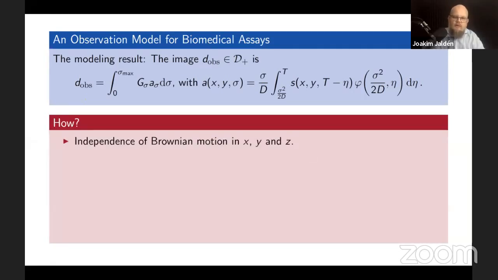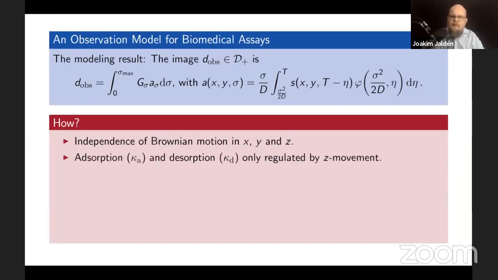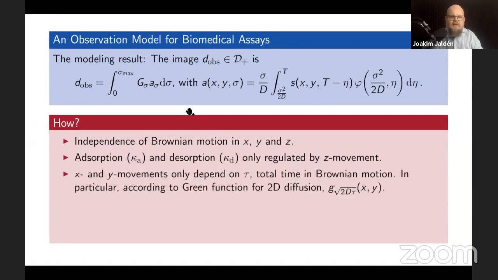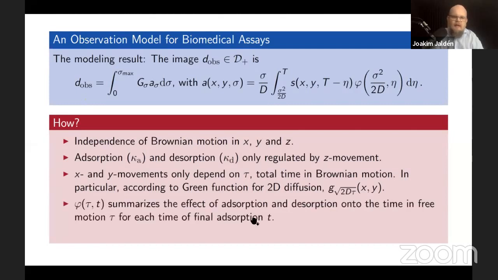It builds on Brownian motion in X, Y, and Z. The absorption and desorption regulate the Z movement and these probabilities, but not the Gaussians themselves. The X and Y motion depends, as I said, on the total amount of time in Brownian motion, according to the Green function for the diffusion equation. And then you have this quantity which summarizes the effects of the absorption and the desorption and capture in the free time of motion.